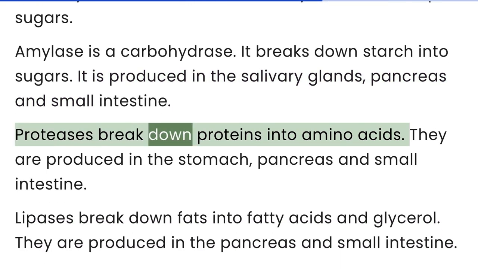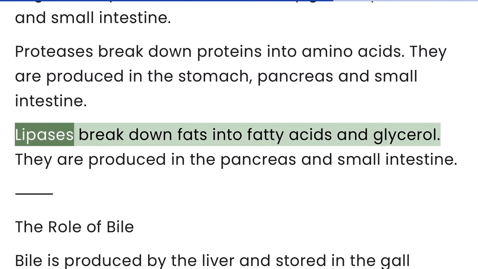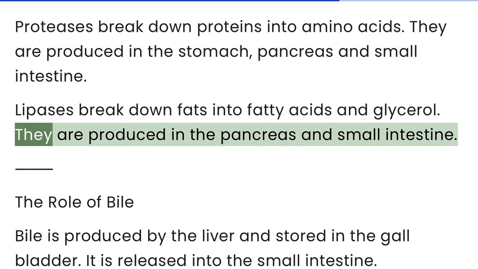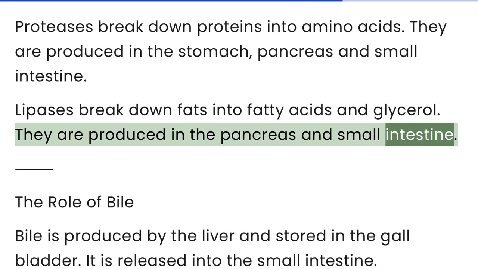Proteases break down proteins into amino acids. They are produced in the stomach, pancreas, and small intestine. Lipases break down fats into fatty acids and glycerol. They are produced in the pancreas and small intestine.